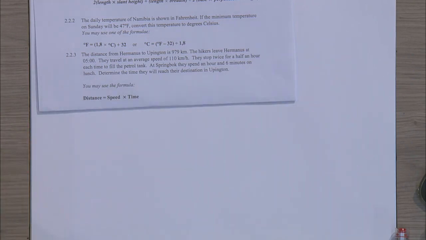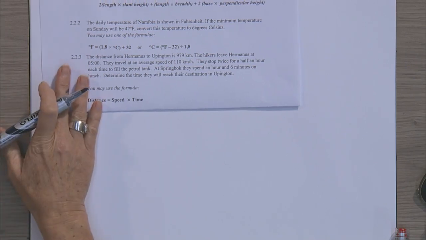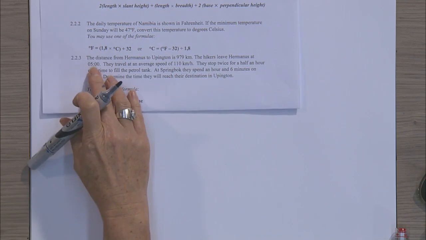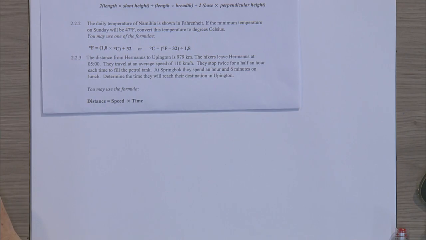In this question, they say the distance from Hermanus to Upington is 979 kilometers. The hikers leave Hermanus at 5 o'clock. Now that is 5 o'clock in the morning. They travel at an average speed of 110 kilometers per hour. They stop twice for half an hour each time to fill the petrol tank. At Springbok, they spend an hour and 6 minutes on lunch. Determine the time they will reach the destination in Upington.